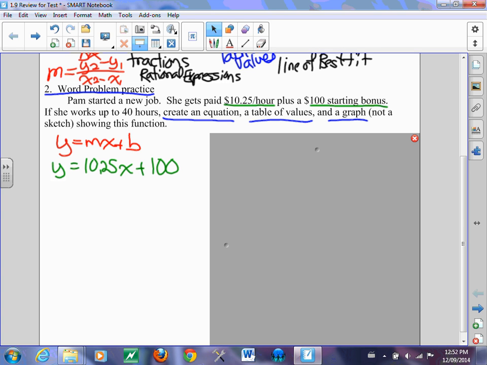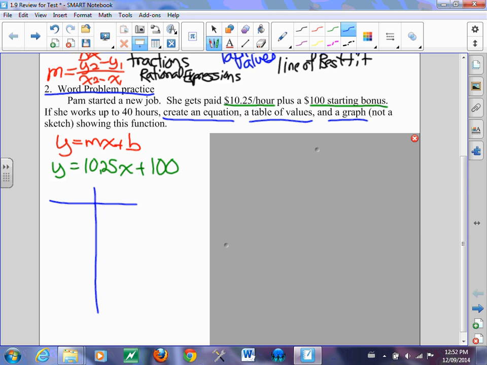Okay, so what does x represent here? It says 10.25 per hour. So if you're setting up a chart, x is the number of hours worked. Okay, and y, ladies and gentlemen, is your total pay. And I'm going to put above there x and y just so that you know which axes to put them on.